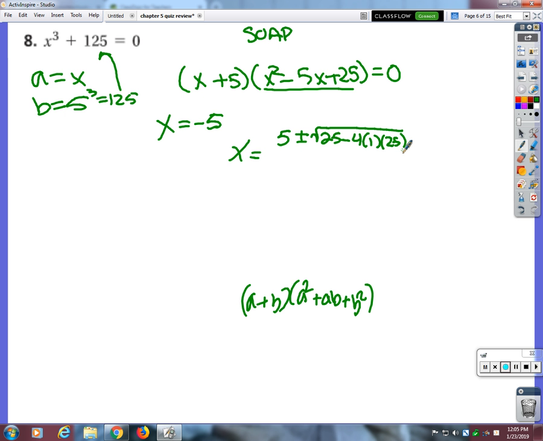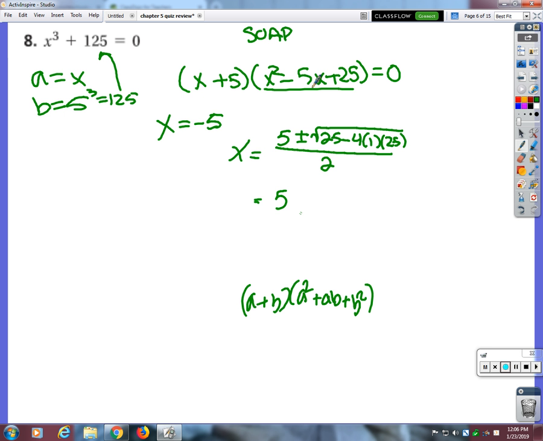How did I get that 4? That's always there. It's the quadratic formula. There's always a 4 there. And then divided by 2 times a, which is 2. No, a is the number in front of the x squared. And in this case, since it's 1x squared, a is 1.